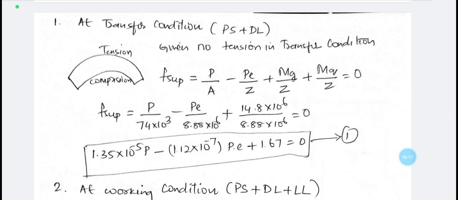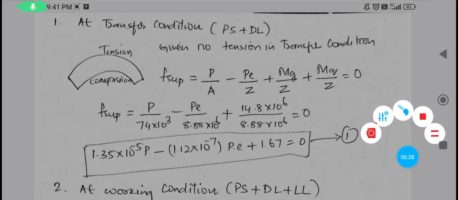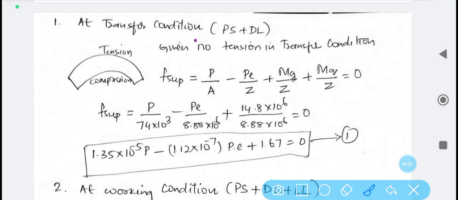And then, one more important condition: no tension, which means it has to be equated to 0. This condition is very important. No tension means it has to be equated to 0.